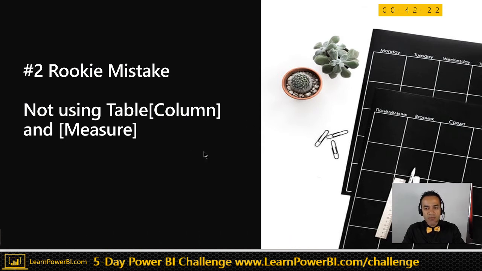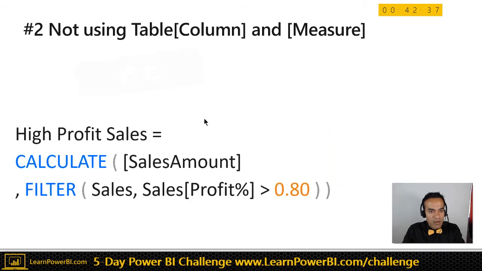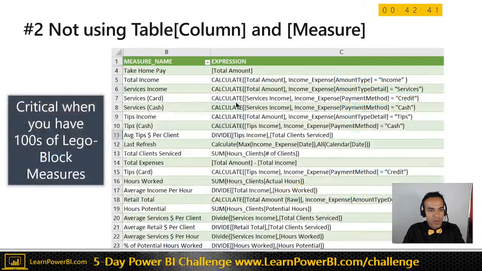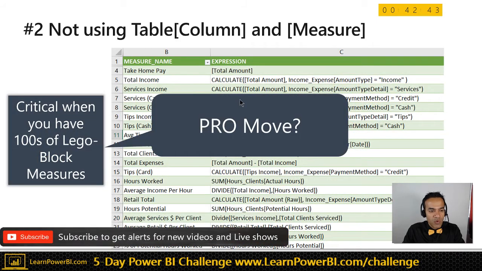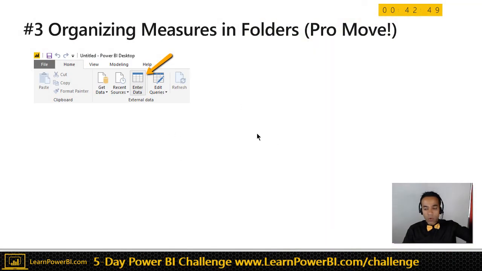Pretty much every pro knows this. The convention is that when you refer to a column, you use the table name, and when you refer to a measure, you do not. You never say table measure. So that was nice and quick. What else is there? Come on, examples. Pro move. I don't remember what that one is about. Organize measures in folders. Wow, that's great.